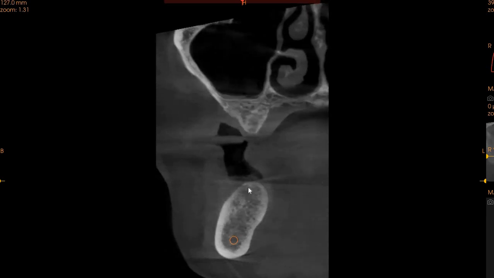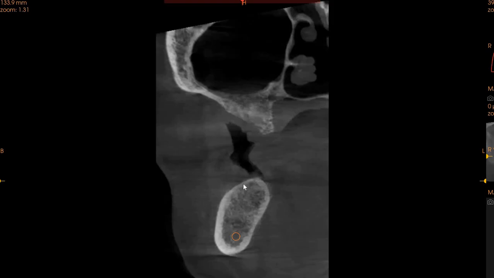This is now the region of the 6, D3 quality bone, 8 millimeters of ridge width with a good 16 millimeters of height, and in the region of the 7 we've got again D2 quality bone, 7 millimeters of ridge width and approximately 16 millimeters of height.